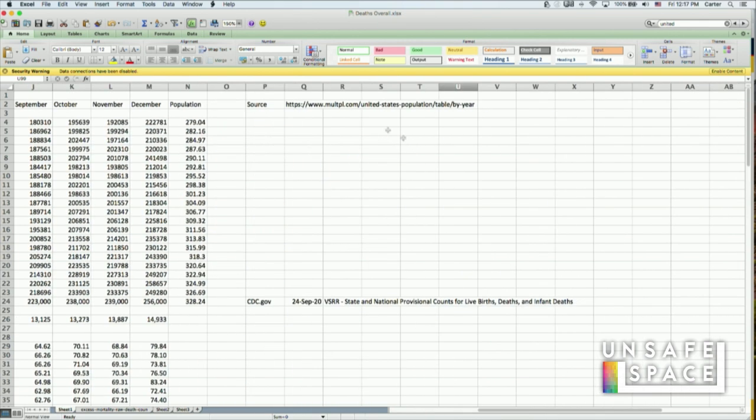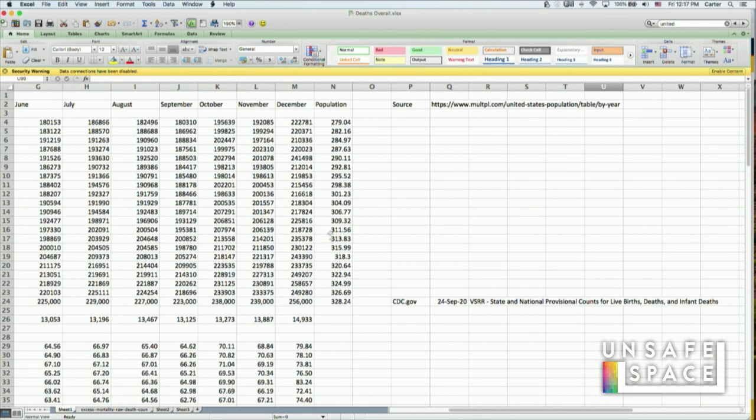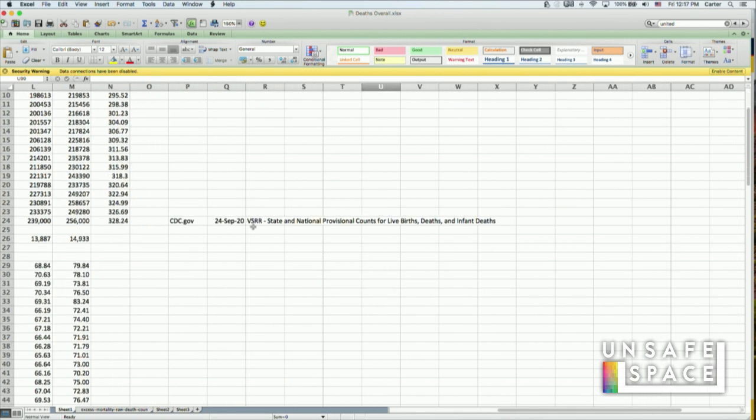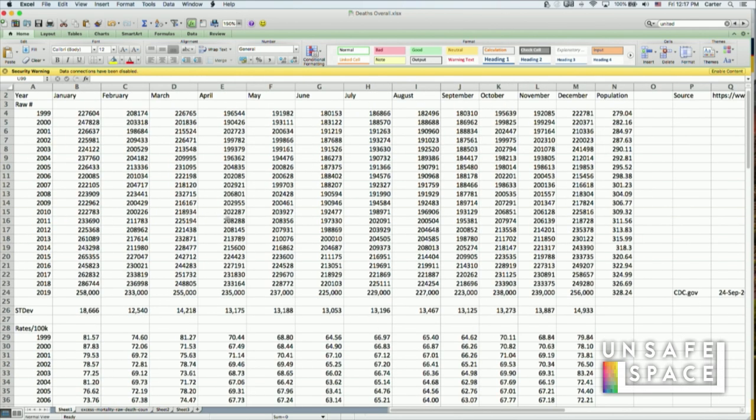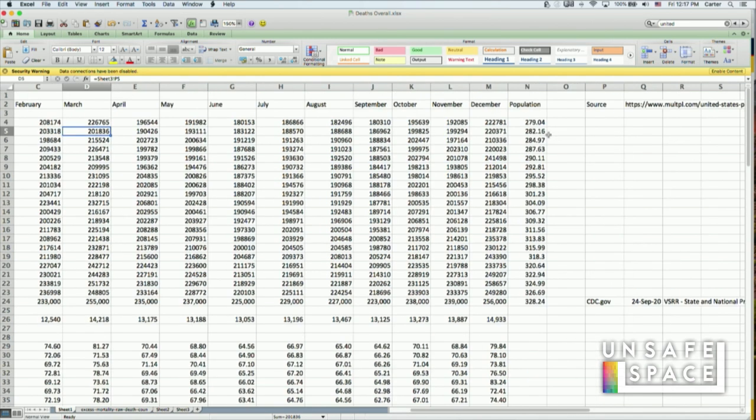So what I did is I got populations by year. I looked at some CDC numbers, and I looked at per month from the year 1999 to the year 2019, how many people died per month? So this is the raw data from the CDC. Now you can argue you don't trust CDC data, but whatever. Okay. So that's the raw data. And I also got the population estimate every year.